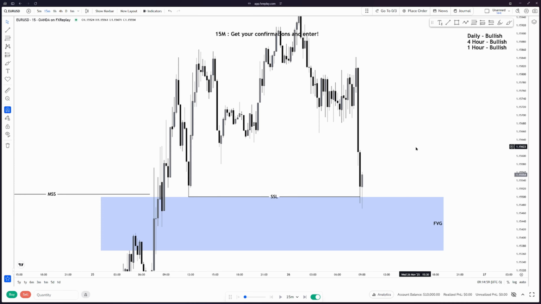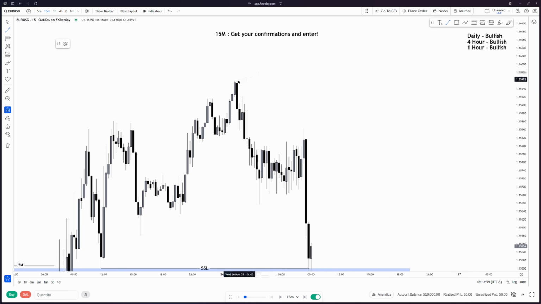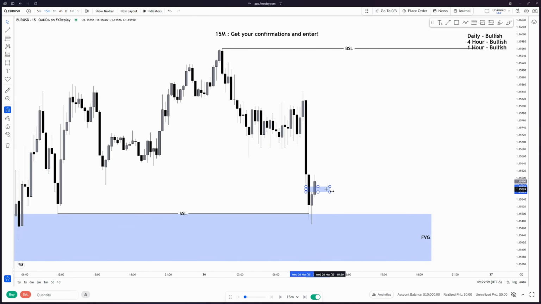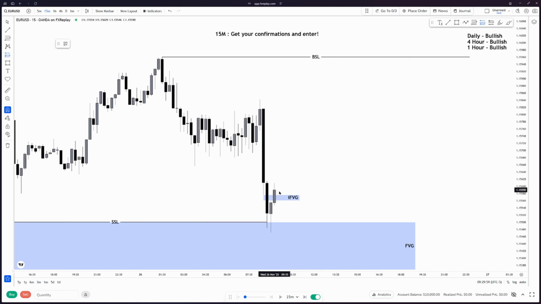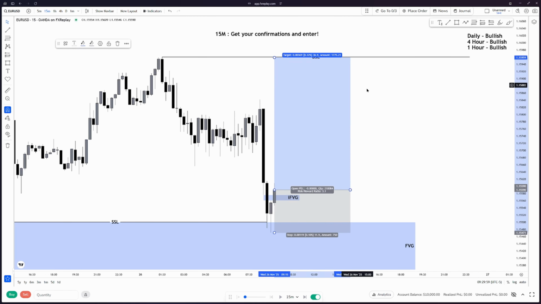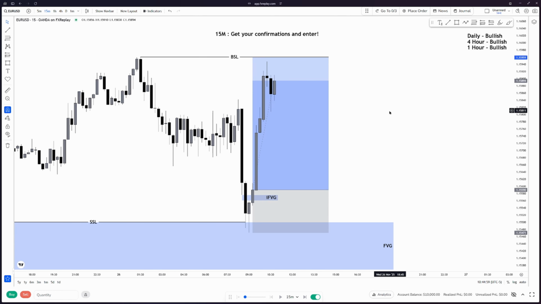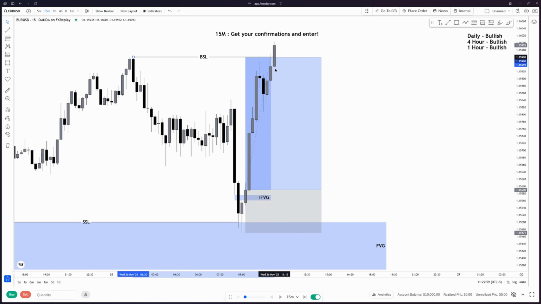Now the sell-side liquidity has been swept. First, we will mark the buy-side liquidity level so we can target that level. Now let's wait for confirmation. Now we have an inverse fair value gap, which means we can enter right here. So we will enter here, place our stop at the low, and target the buy-side liquidity. The market instantly moved towards the upside and gave us our target.